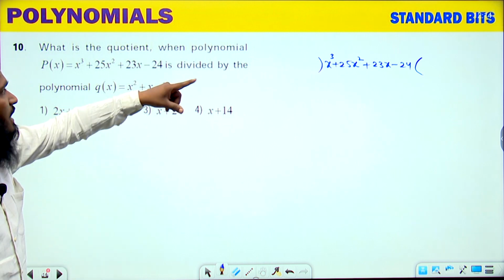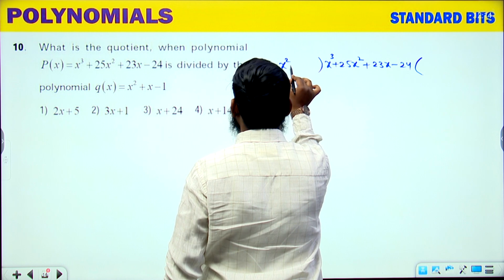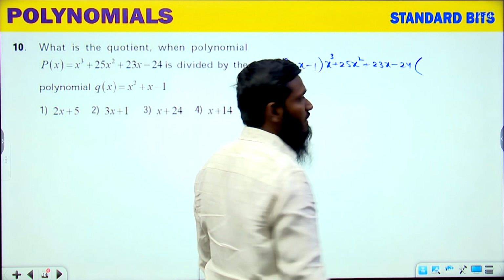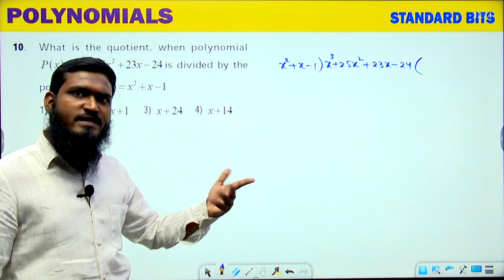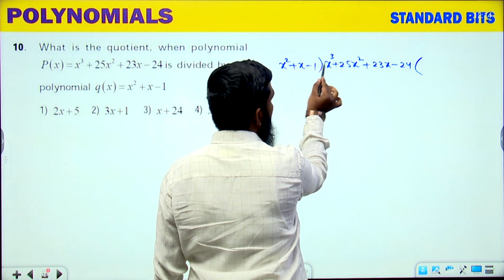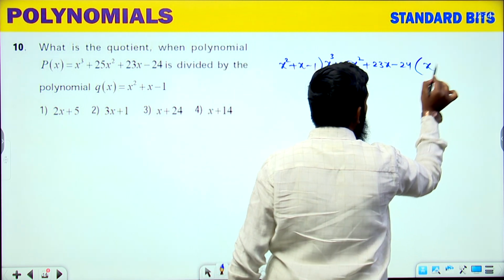That part we are dividing with x square plus x minus 1. Now whatever long division method we have followed just now, the same part we have to do over here. Here we have x square, and in this we have x cube. So how many x are required? 1 x is required. Okay, x we have taken.